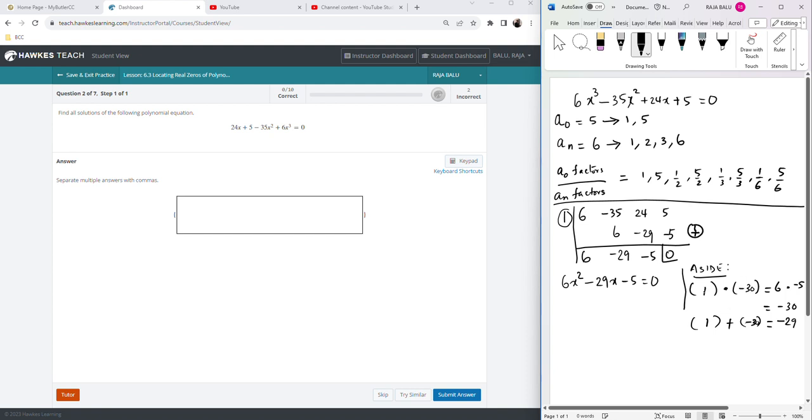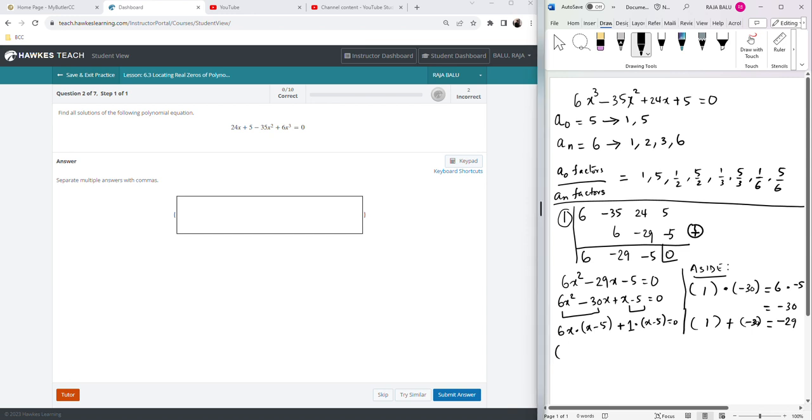So this would be negative 30 plus 1. I can rewrite this as 6x squared minus 30x plus x minus 5 equal to 0. Factoring by grouping right here. So I get 6x factored out of the first two, x minus 5, and between the second two just a plus 1 comes out, which would be x minus 5 equal to 0. Okay, I can factor the x minus 5 out of the group, and what is left over is 6x plus 1 equal to 0.